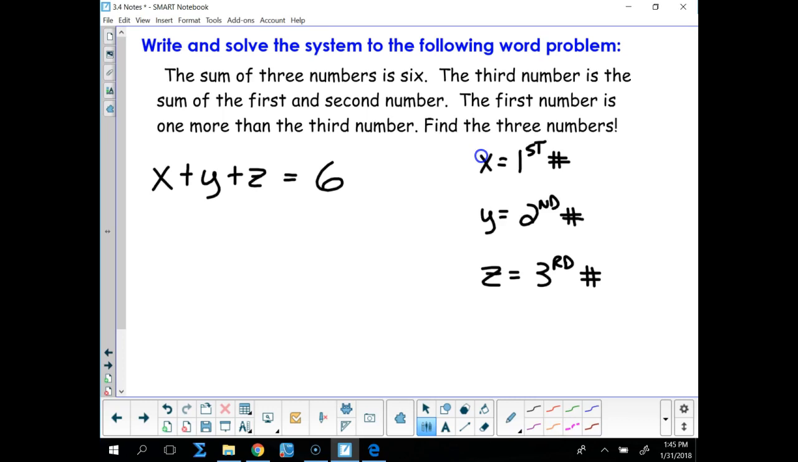Could I write z equals x plus y? Okay. That tells me the third number is the sum of the first and the second number. X plus 1 equals z. The first number is one more than the third number, no. So it has to be x minus 1 equals z, or z plus 1 equals x.